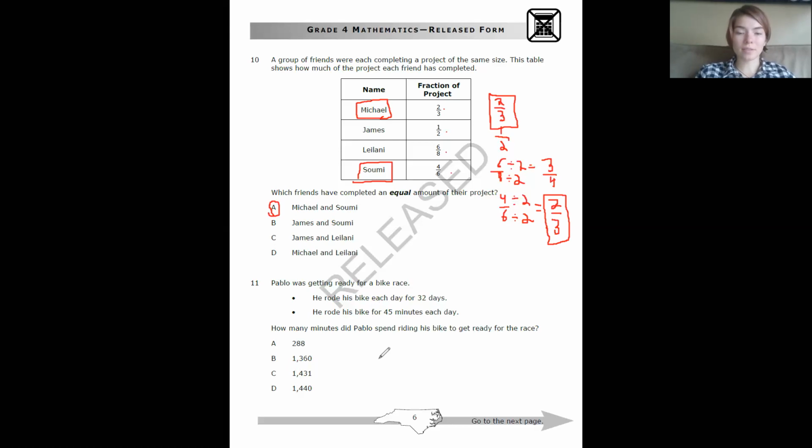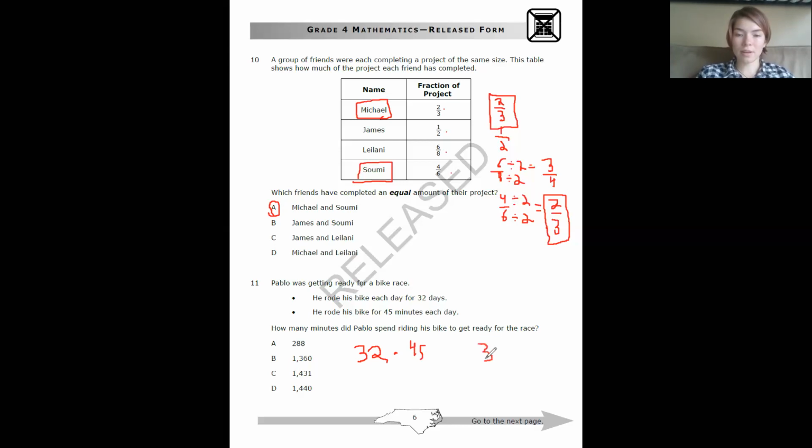Pablo is getting ready for a bike race. He rode his bike each day for 32 days. He rode his bike for 45 minutes each day. How many minutes did Pablo spend riding his bike to get ready for the race? Okay, so he rode his bike for 32 days, 45 minutes each day. That means we want to do 32 times 45.